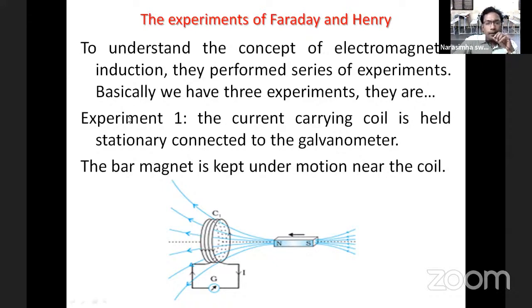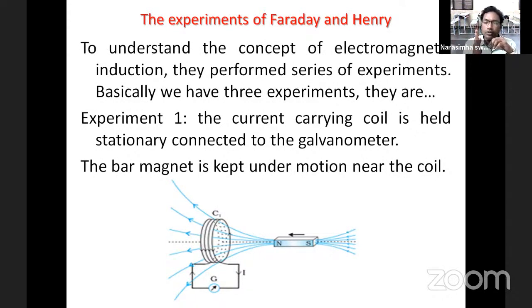Now, the bar magnet is kept under motion near the coil. This coil is connected to the galvanometer. Observe that. Now, what is the function of the galvanometer? The galvanometer shows the direction of flow of current through the coil. It shows deflection from the zero, to the right side and left side, it will move like this.